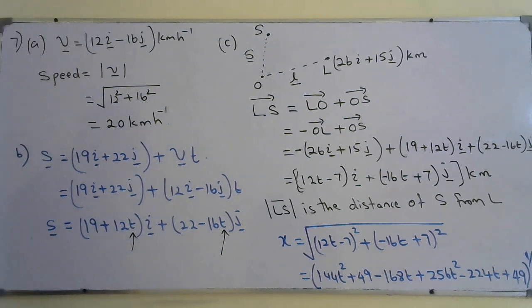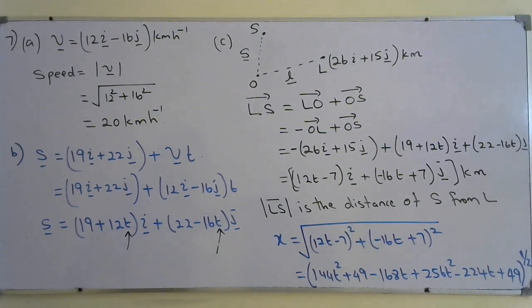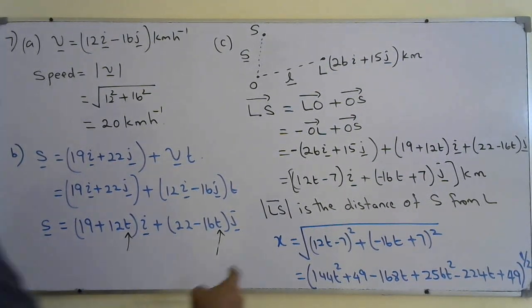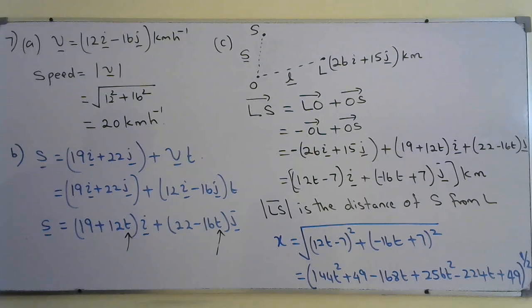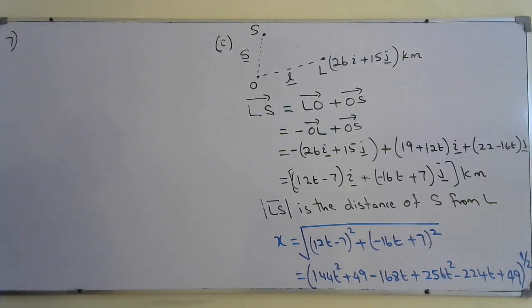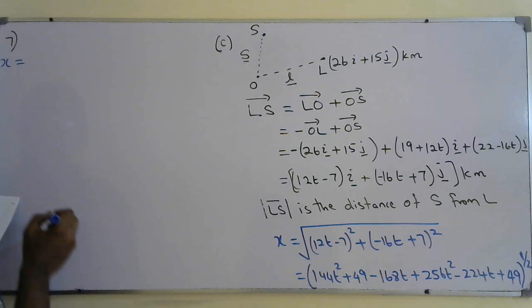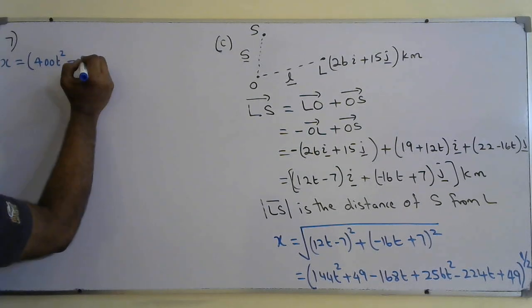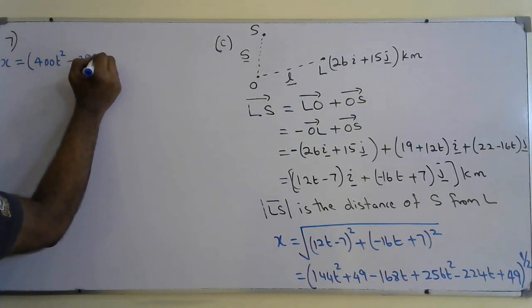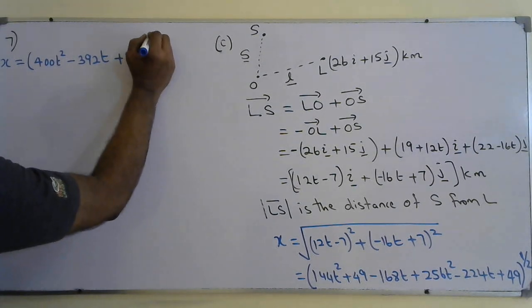That is, x is the distance of the ship from L, the modulus of the LS vector. Okay, we'll continue that. You rearrange it. I'll continue here. x is equal to, if you rearrange that one, you will get 400 t squared minus 392 t plus 98, all to the power of half.